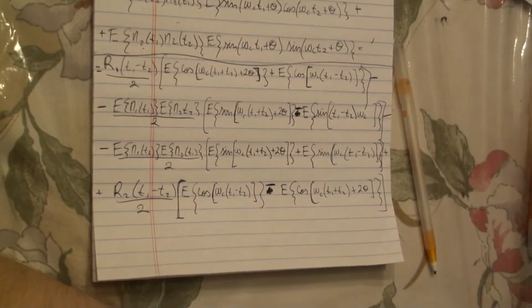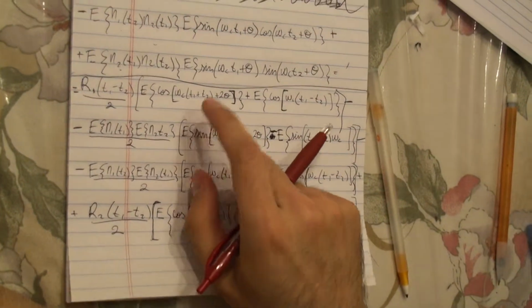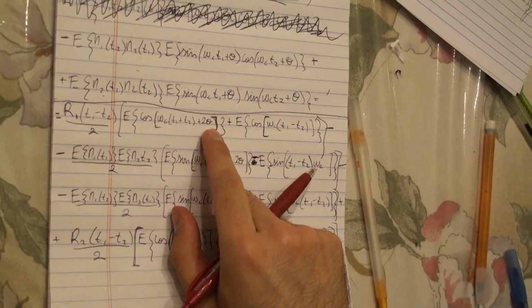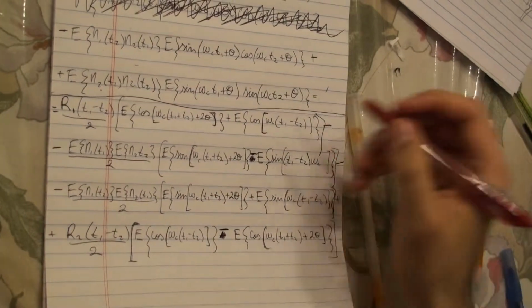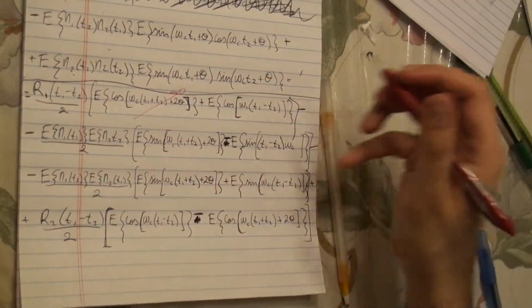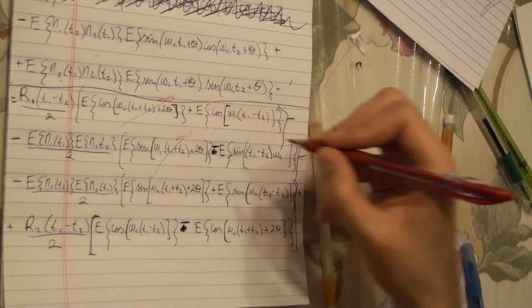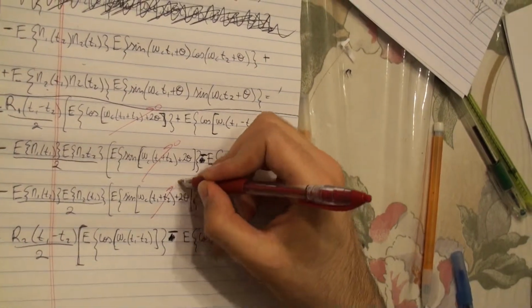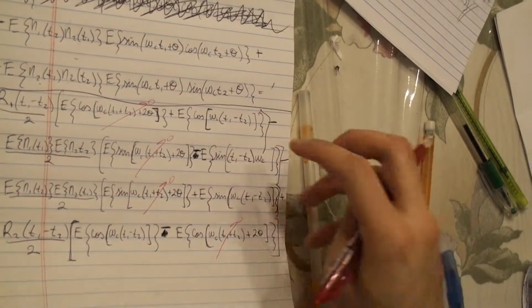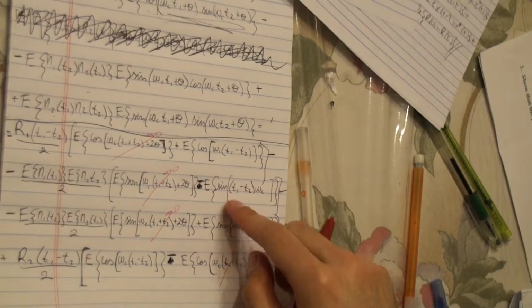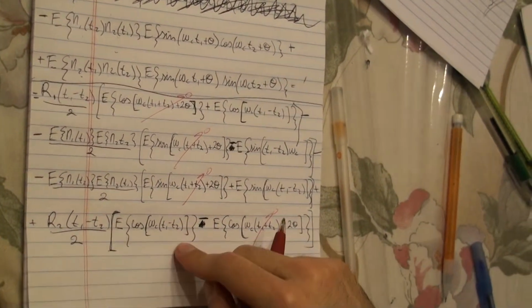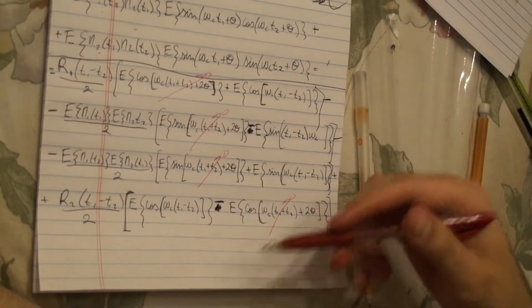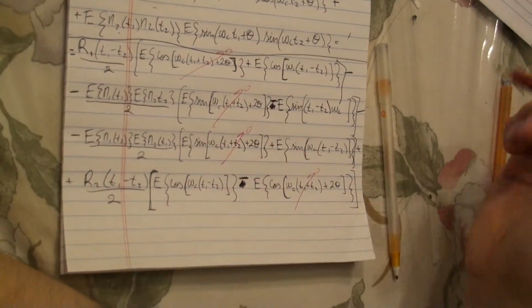So now, expected value of this guy, because we have a theta in here, it's a sinusoid integrated between 0 and 2 pi. This goes to 0. Same thing with this. This goes to 0. This goes to 0. And this goes to 0. I didn't touch these guys because they're not functions of theta. So when I take the expected value of them, they come out as a constant.